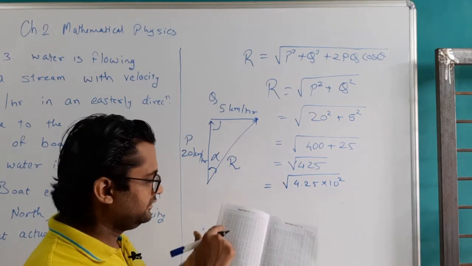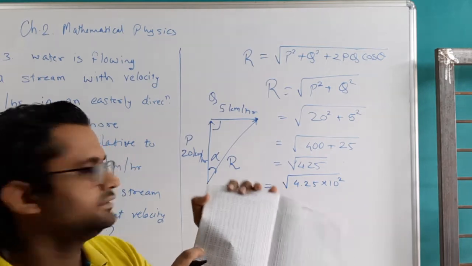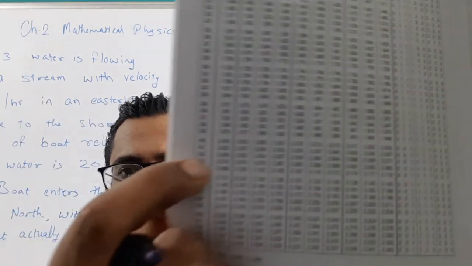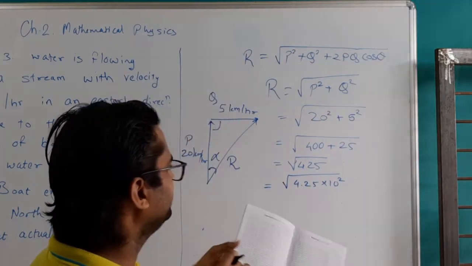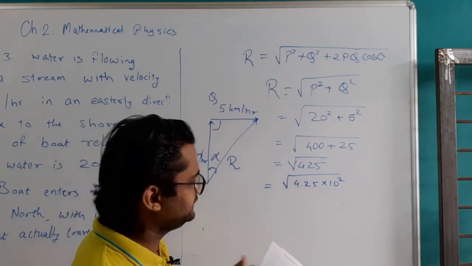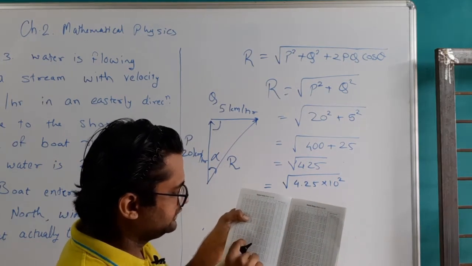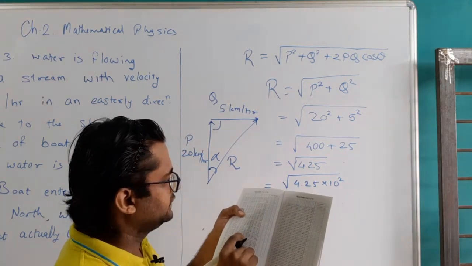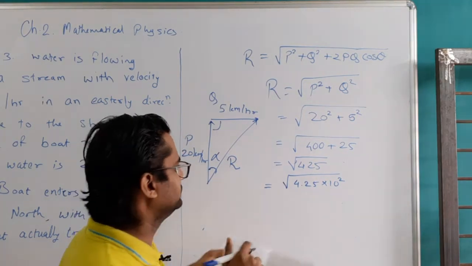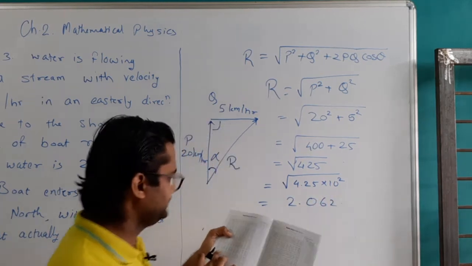4.25. So find out 4.2 in this table. I am finding 4.2 here. Can you see this? It is 4.2. Okay, so in the 4.2 row, what you have to find is 4.25. So take the fifth column of the 4.2 row. So it is something like 2.062. 2.062. Let me check it once again.